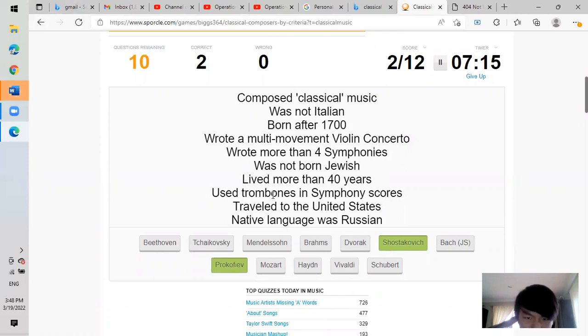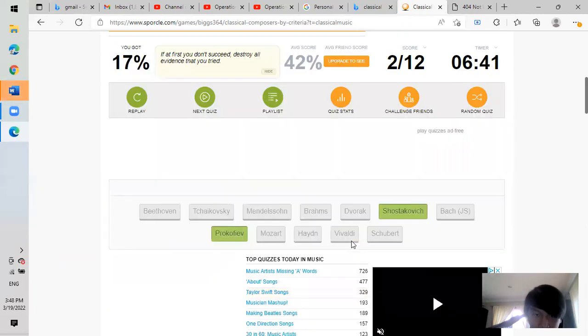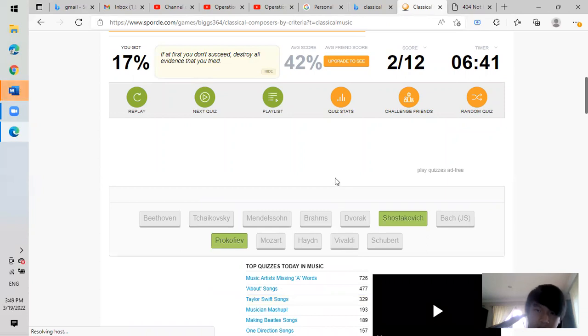Was not born Jewish, used trombones in symphony scores. That sounds like Holst. Multi-movement concerto, Tchaikovsky or Beethoven. Was not born Jewish, lived more than 40 years. Tchaikovsky did. Beethoven did as well. Native language. Okay, then it's not. Are you serious? Travel to the... Use trombones in symphony scores. Dvorak, could it be? But it's Czech. It is, yeah, that's what I thought.